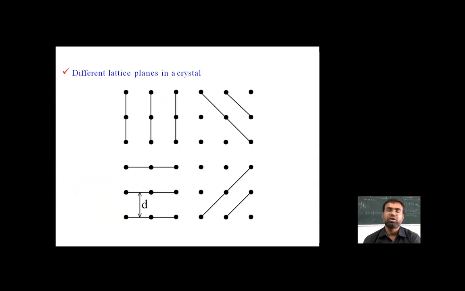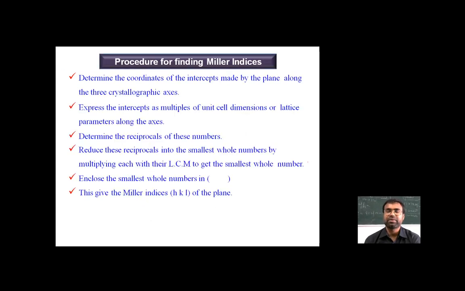So what are these? The different lattice planes in a crystal, as you can see, and there is a distance between them. So how do we find the Miller indices? There is a step-by-step procedure. First, determine the coordinates of the intercepts made by the plane along the three crystallographic axes. Then express the intercepts as multiples of the unit cell dimension or lattice parameter along the axes. Determine the reciprocals of these numbers. Reduce these reciprocals to the smallest whole numbers by multiplying with their LCM, and enclose them in brackets.